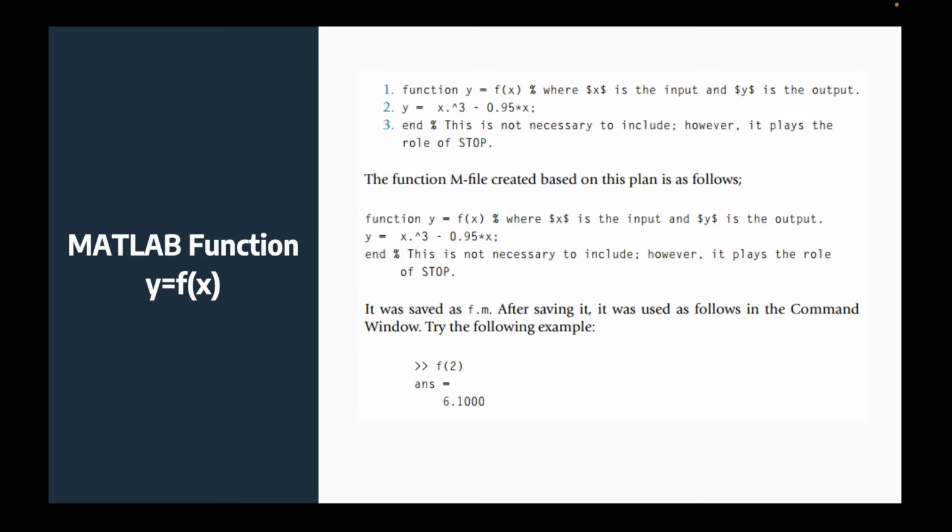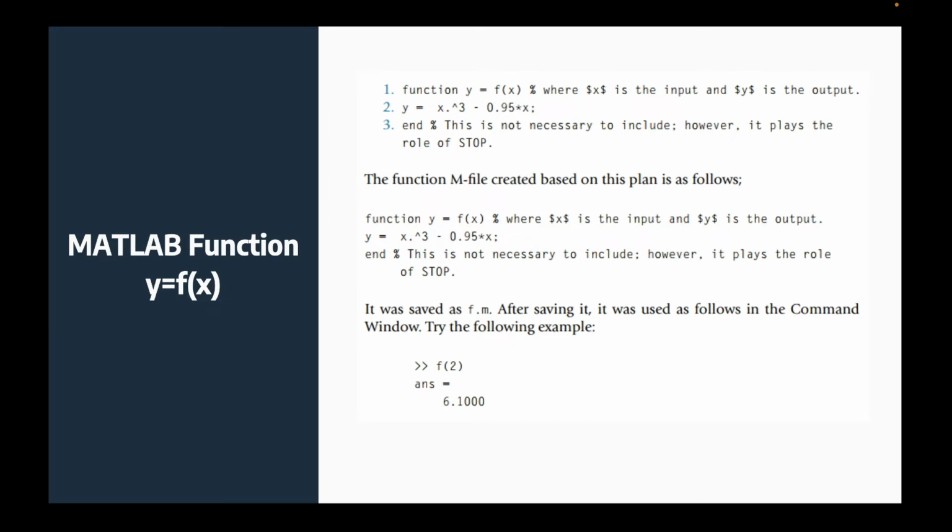X is the input, as you know, and whatever you put in the f of x is the output. And we define y as x dot to the power of 3, so if x is an array or a matrix, you can have to the power of 3 for all the components, minus, I believe, 0.95 multiplied by x, then you end your function. Now let's go together and create in the editor an M file or a script saying function y equals f of x, and y equals x dot to the power 3 minus 0.95 multiplied by x, then you end it.